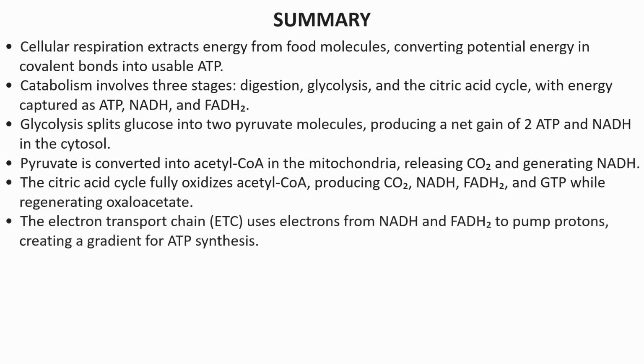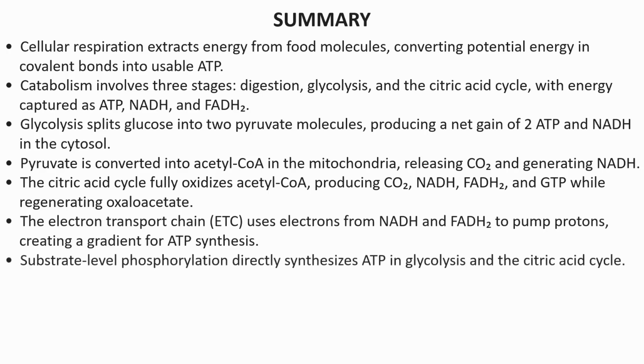The electron transport chain, or ETC, is going to use the electrons from NADH and FADH2 to pump protons. The potential energy from those electrons will be released. That energy will be used for the active transport of protons, and that's going to create a proton gradient. The potential energy of that gradient will be used for ATP synthesis.